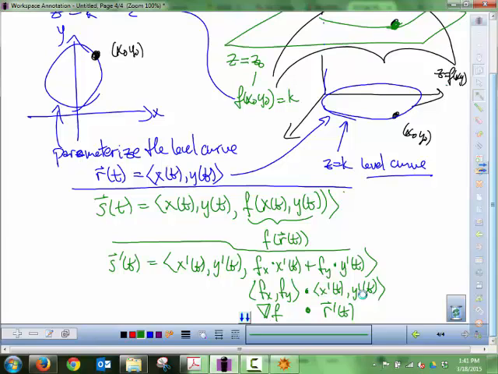So the gradient dotted with the r prime is, depending on which direction we parameterize, really just a tangent vector to the curve. And the gradient, well, we don't know what the gradient is yet, but we'll figure it out in a minute. But the z component is a dot product of these two things. Are you with me? Are you guys like on the edge of your seats?